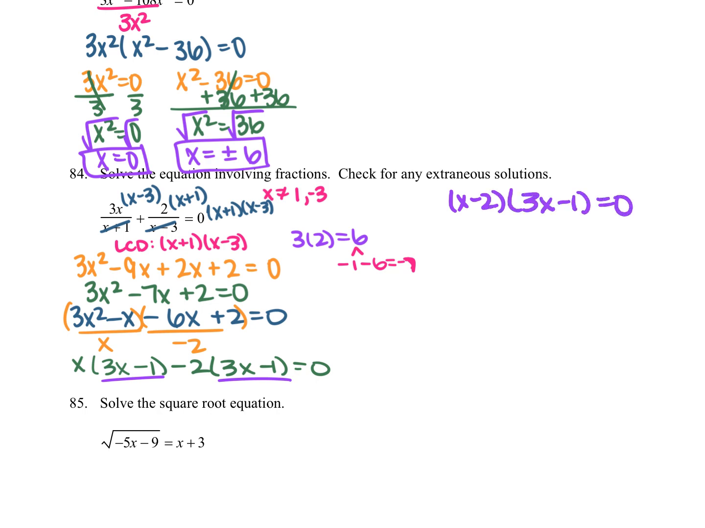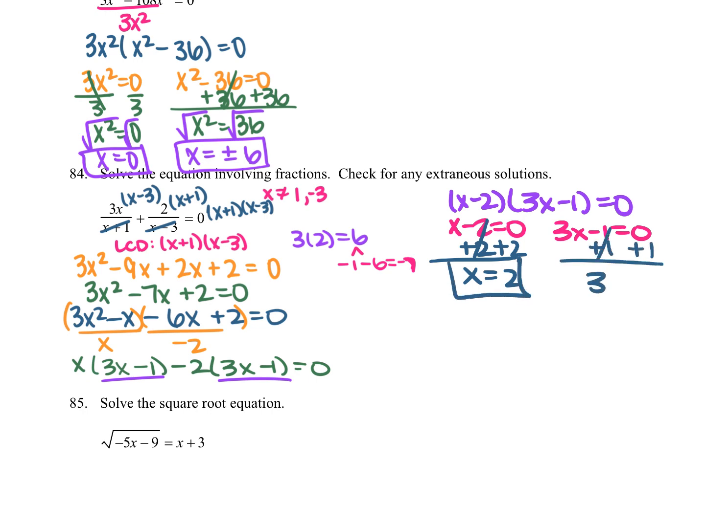Your x minus 2 gets set equal to 0. Your 3x minus 1 gets set equal to 0. And we solve these both. So we're going to have the 2 added over to get x is equal to 2. The 1 we move over by adding to get 3x is equal to 1. Then we divide each side by the 3. We get x is equal to 1/3.